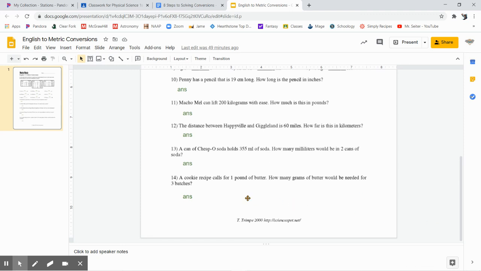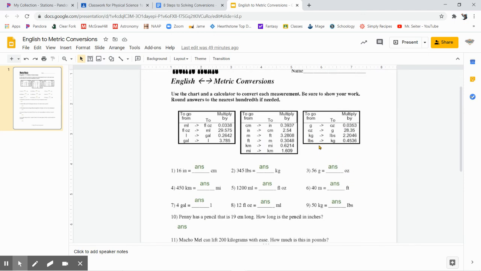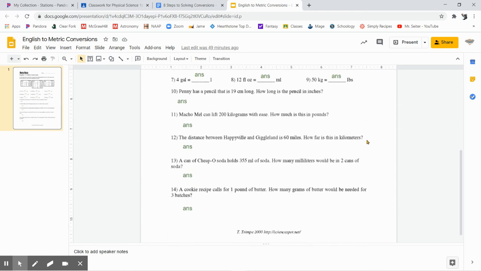A cookie recipe calls for 1 pound of butter. How many grams of butter would be needed for 3 batches? Okay, so if we're making 3 batches of cookie, each batch takes a pound. So that's 3 pounds of butter. And we need to know how many grams. So once again, we'll look up here, grams, ounces, right here. 1 ounce is 28.35 grams.